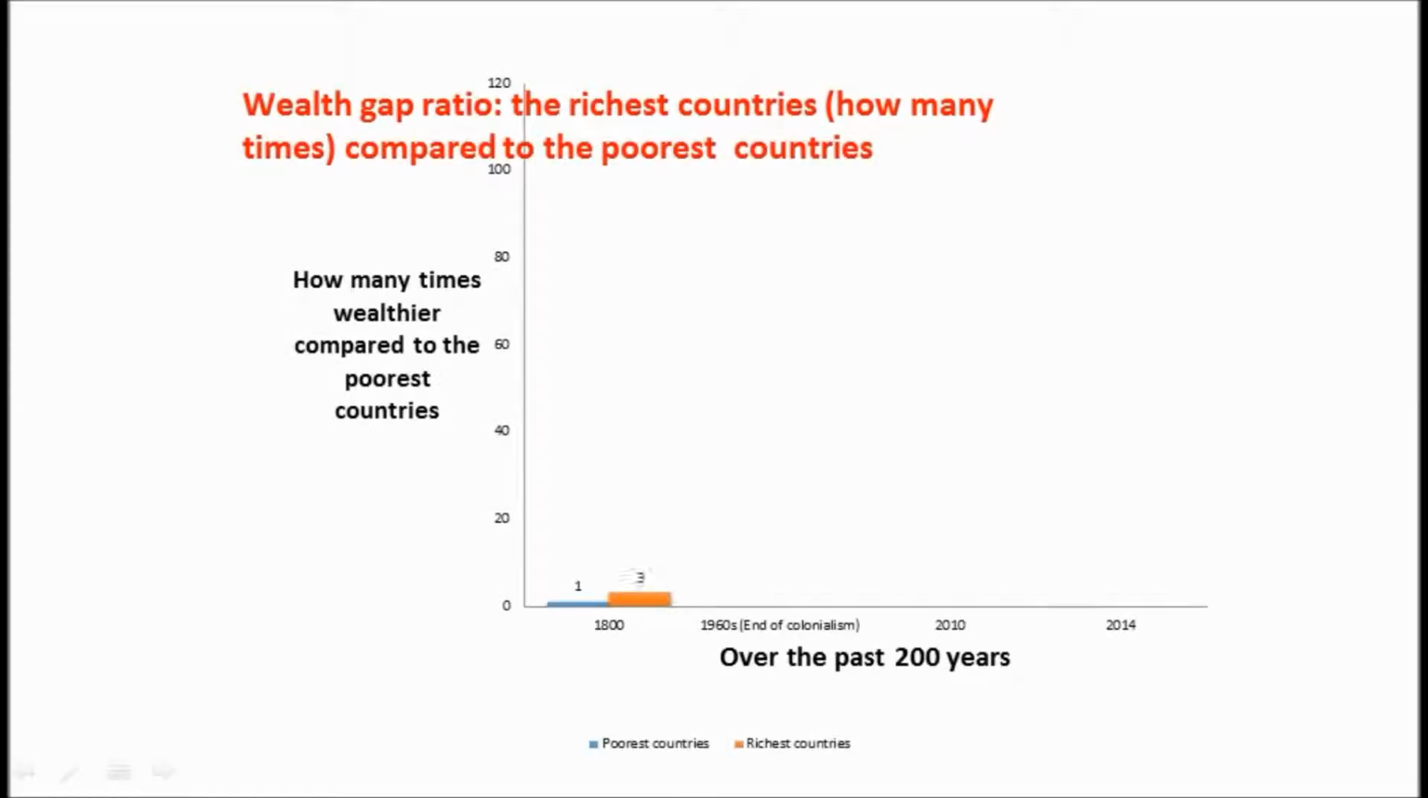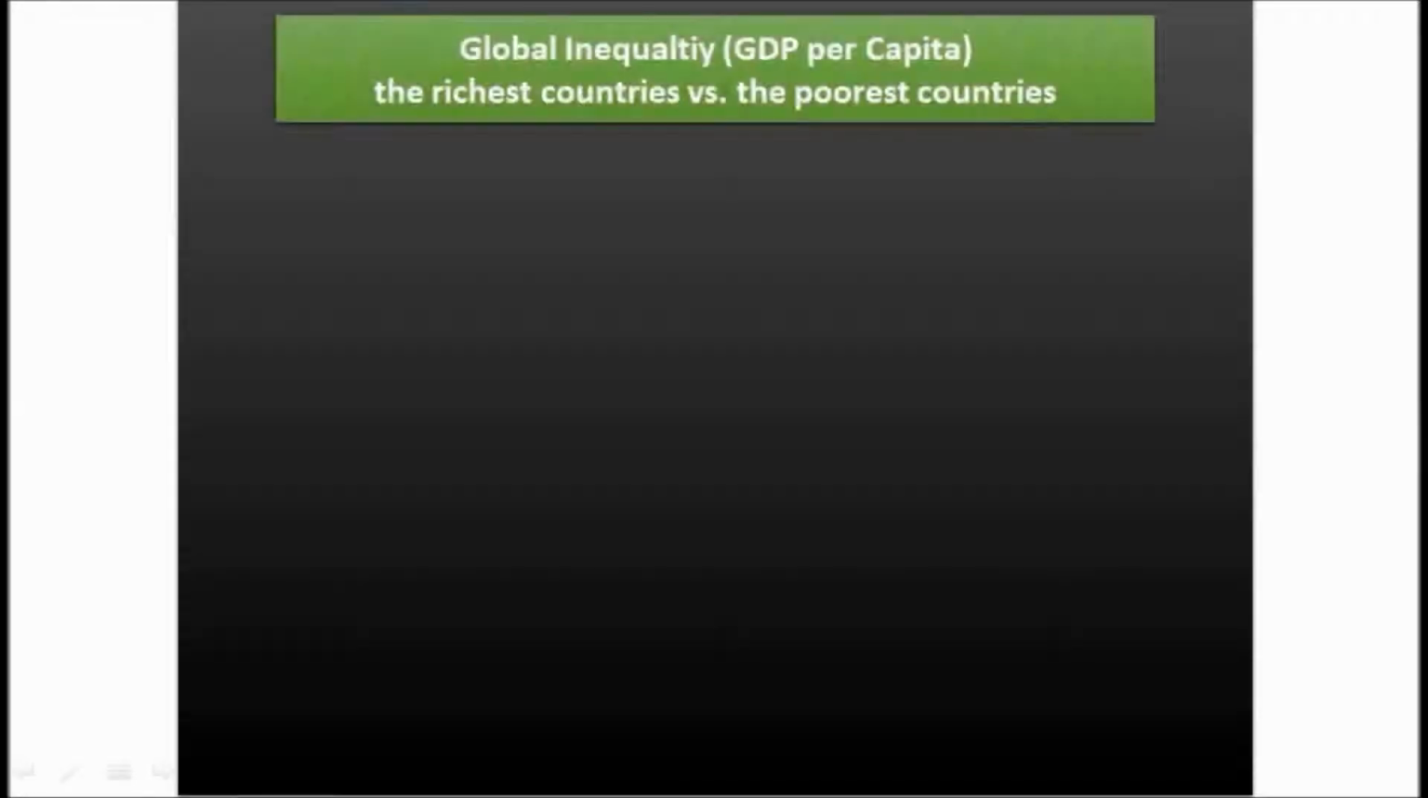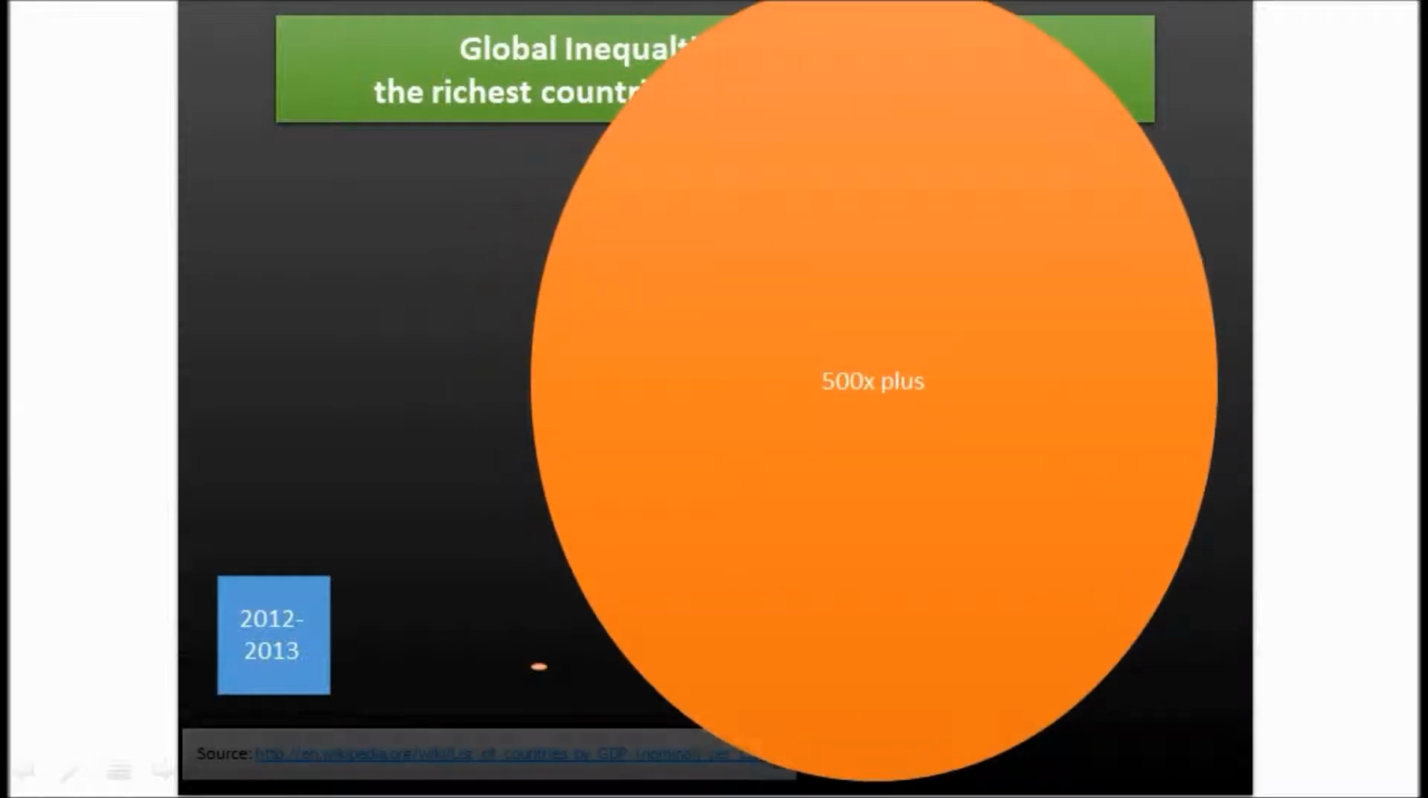Now, the global wealth gap over the past 200 years: 200 years ago, the gap between the richest and poorest is 3 times, and then at the end of colonialism, 1960s, 35 times, and then it gets bigger and bigger these days, more than 100 times bigger. So inequality is a big issue, and if you talk about global inequality in terms of per capita difference, the richest and poorest country, the per capita difference is 1 to 500 times. This is staggering.